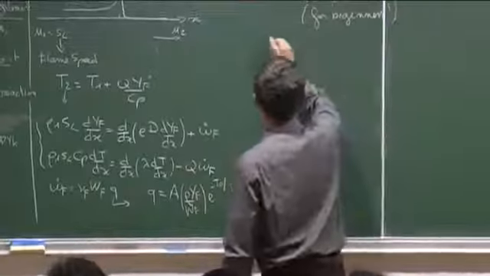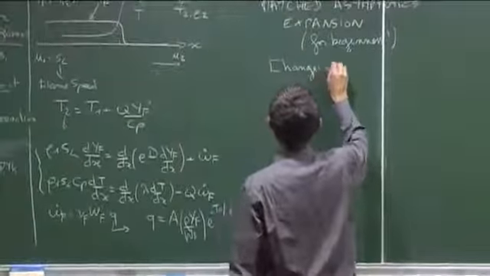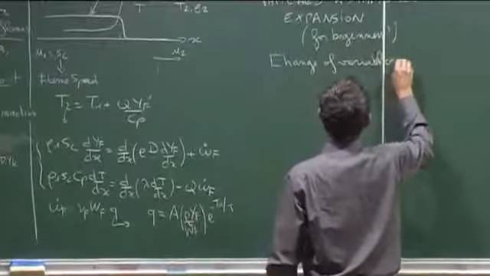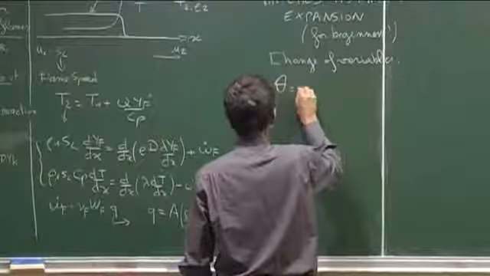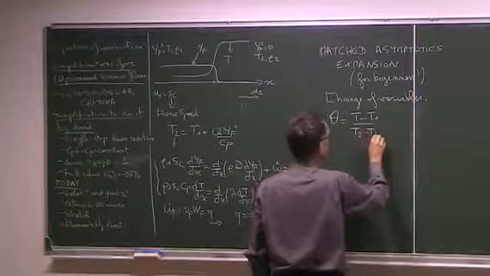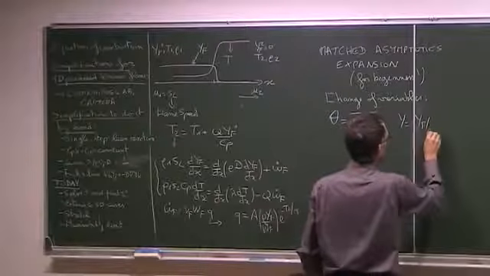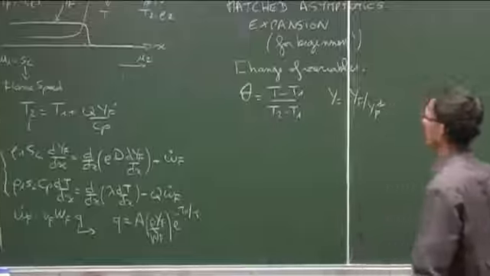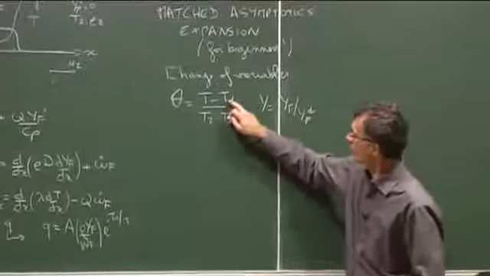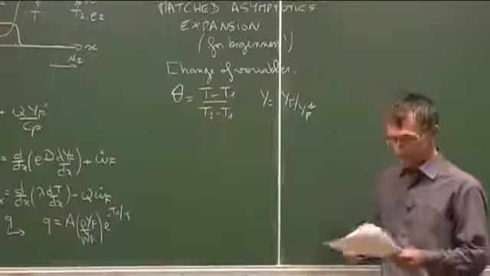To do that, I introduce a change of variables, which is very classical in the combustion field. I'm going to introduce the reduced temperature, which is T minus T1 divided by T2 minus T1, and a reduced fuel mass fraction, which is YF divided by YF1. So this is a constant. Those are constants also, only the temperature is changing. So instead of T, I'm going to use theta.